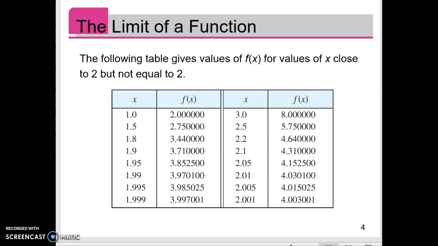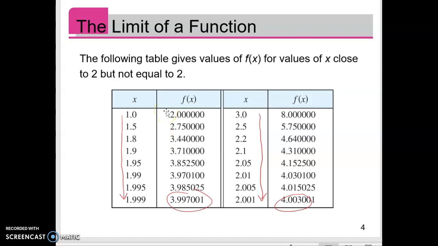So the intuitive definition of a limit is pretty straightforward. You can see here x is approaching 2 from the lower side, or from the left. And on this other part of this table, x is also approaching 2, but from the right. Okay, from higher values of x. And you can see what's going on with the function value. It's going to 4.